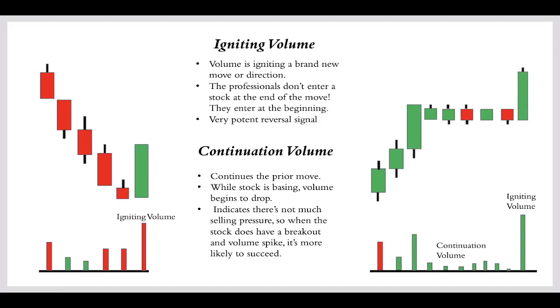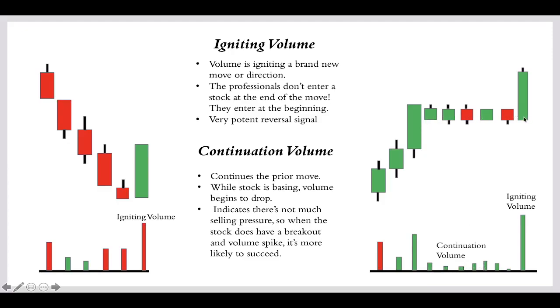And there's also continuation volume, which is basically when there is very low volume after a rally or after a move, so it kind of continues the prior move. While a stock is basing, volume should begin to drop when it's a good base. And it indicates there's not too much selling pressure. So when the stock does have a breakout and volume spike, it's more likely to succeed. So basically the idea is we have a rally on kind of high volume. But as soon as we get a base, we want to see a very small volume.